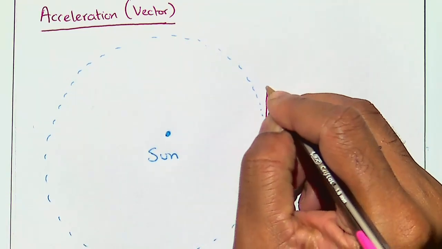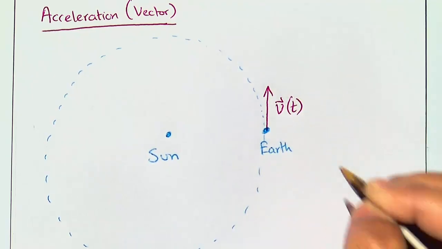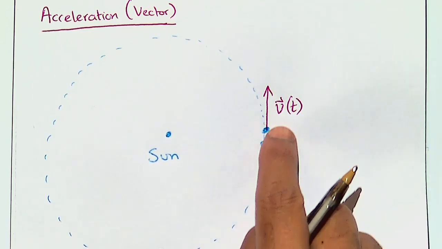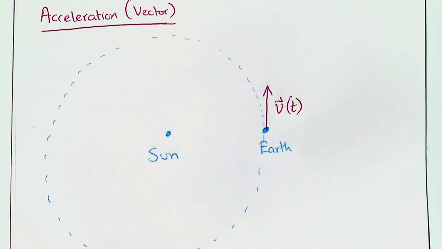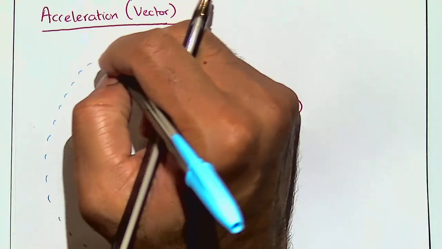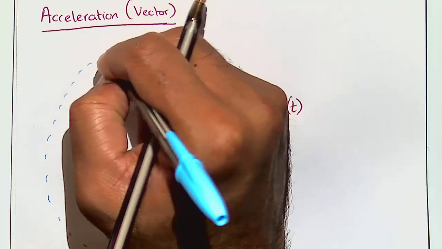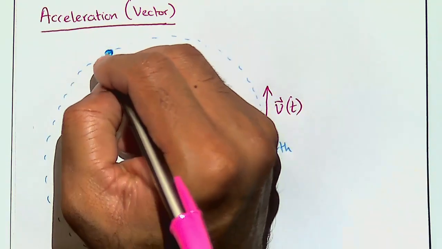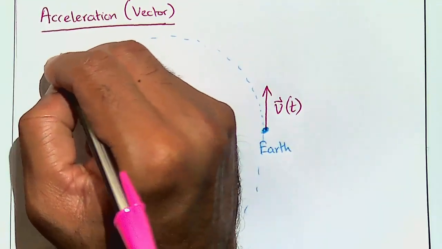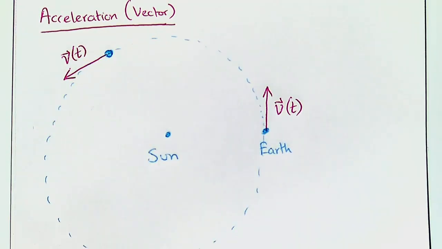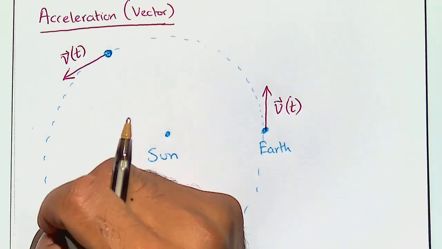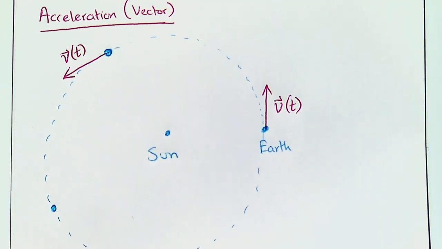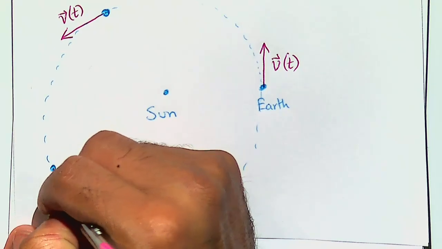and we have a velocity at one moment. Let's say the Earth is here now after some time. Then the velocity vector of the Earth points like this now, at this point in time. If the Earth is here, which way does the velocity vector point? This way, right?